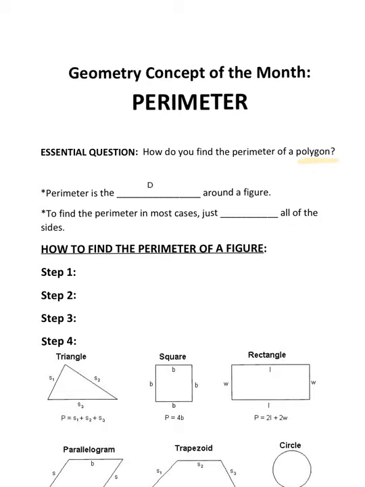So make sure that you are filling in the notes as well. You're simply going to write in the word distance. To find the perimeter, in most cases, you just simply add all the sides.